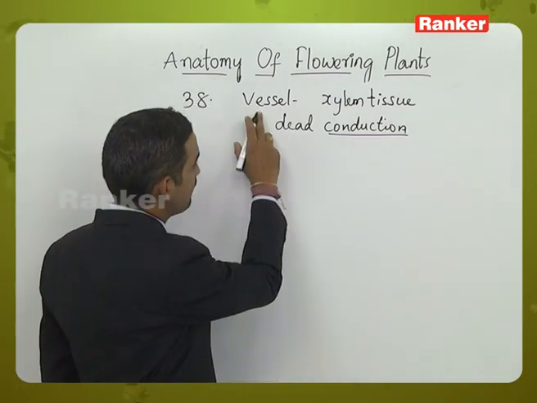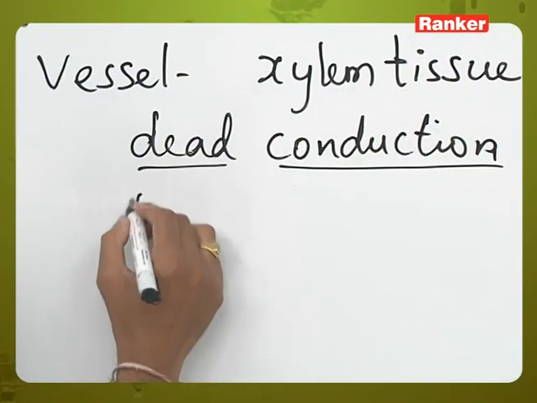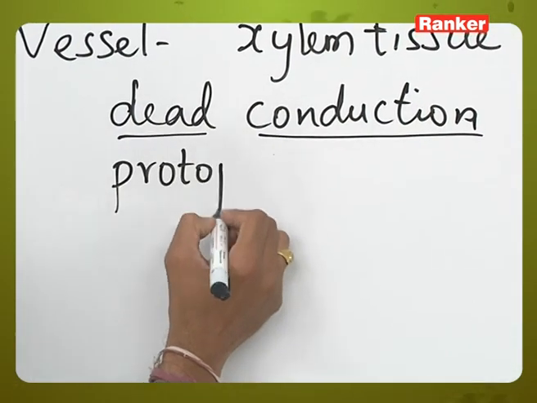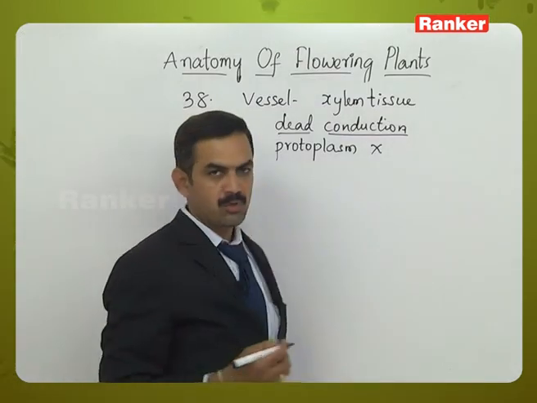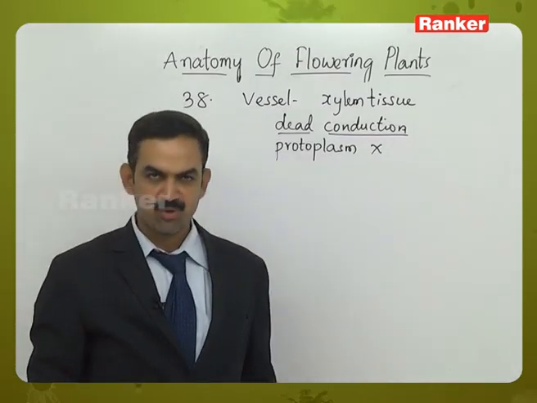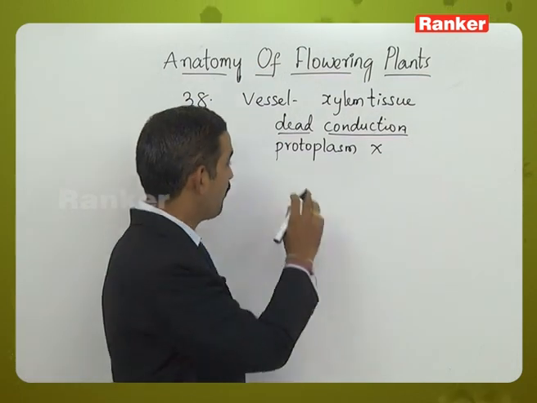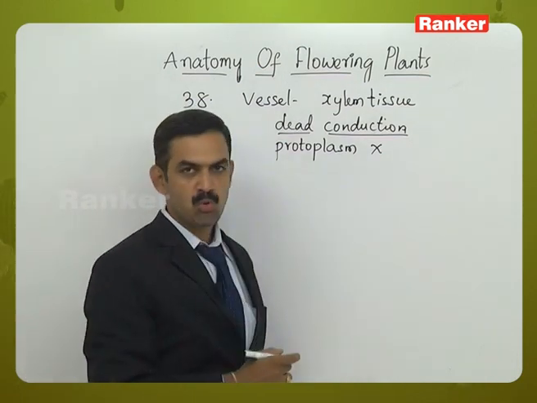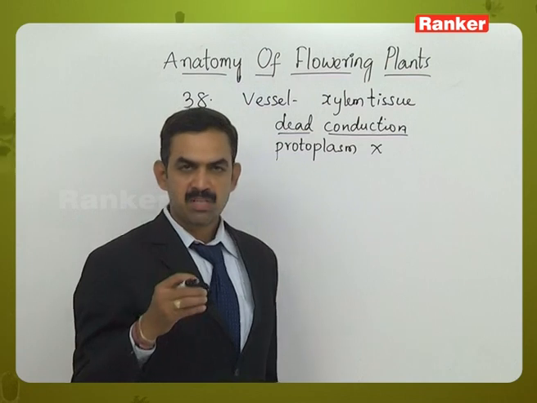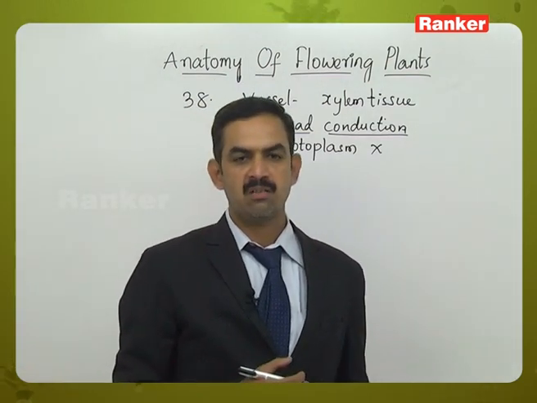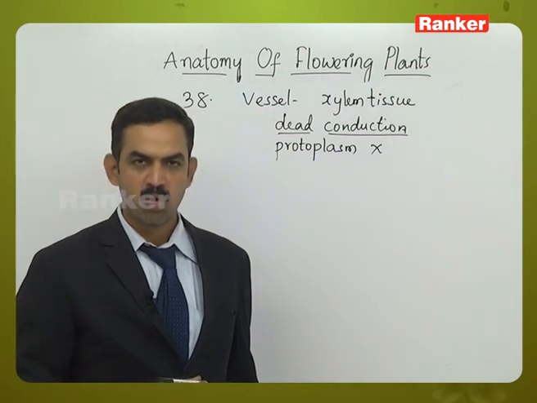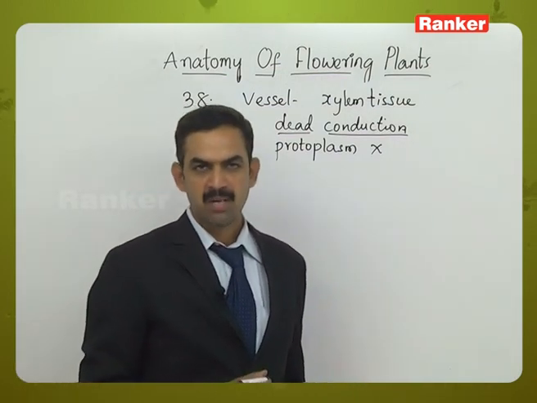As the vessels are dead tissue, the protoplasm is absent. As the protoplasm is absent, they cannot conduct food materials, and in place of the protoplasm they have an empty space called the lumen. That empty space is concerned with the transportation of water and minerals from one part of the plant body to the other.